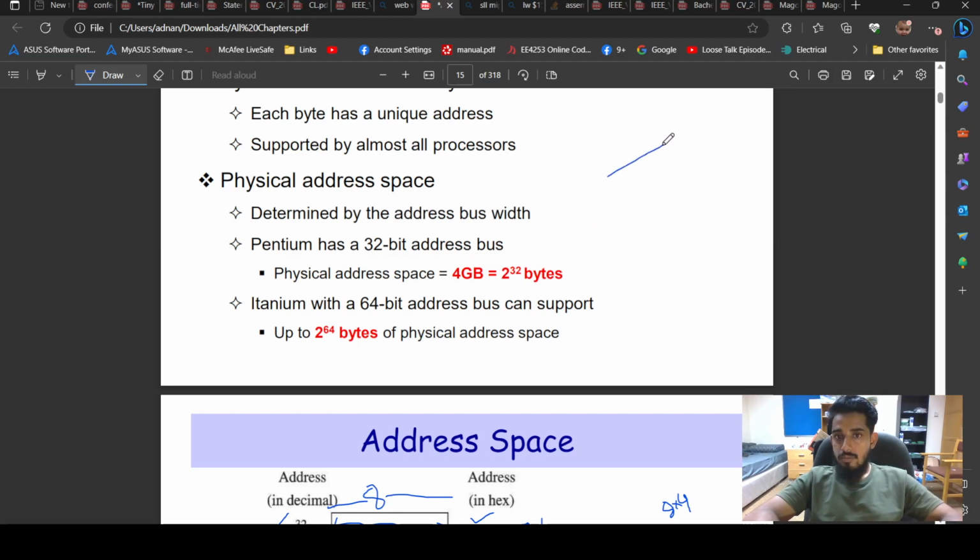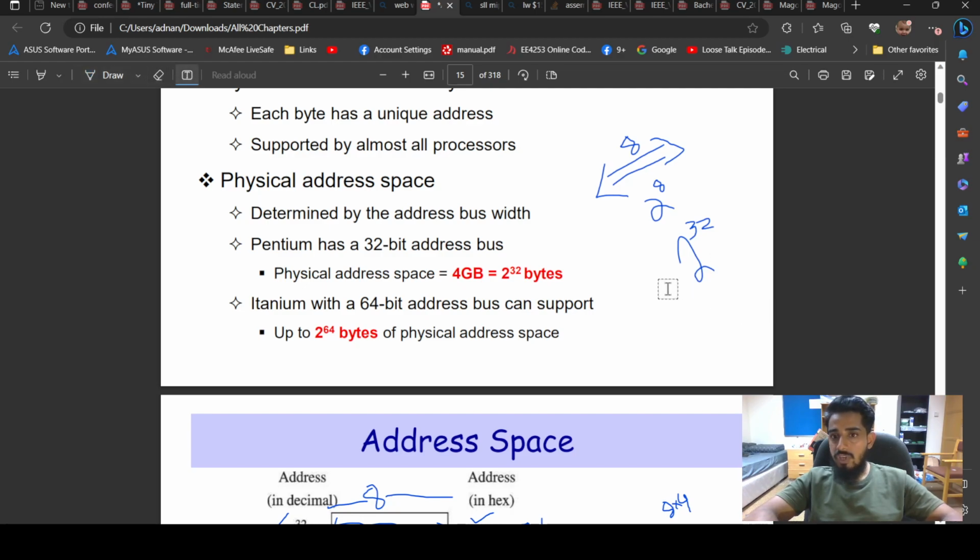Let's suppose someone told me your address bus width is 8 bit. So maximum I can access 2 raised to the power 8. But if we are considering a Pentium, the Pentium has a 32-bit address bus. So definitely how much can it address? 2 raised to the power 32. So 2 raised to the power 32 is exactly 4 gigabytes.